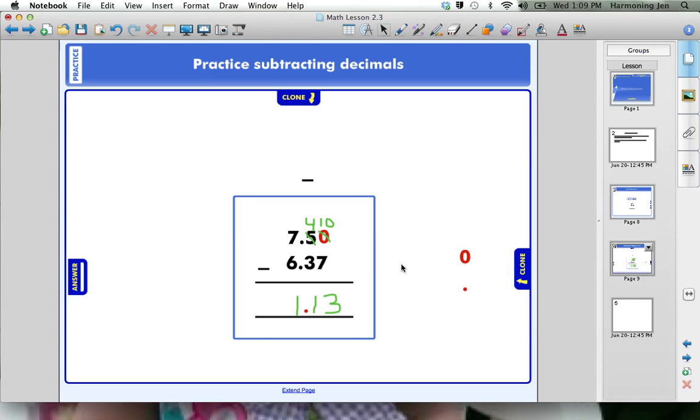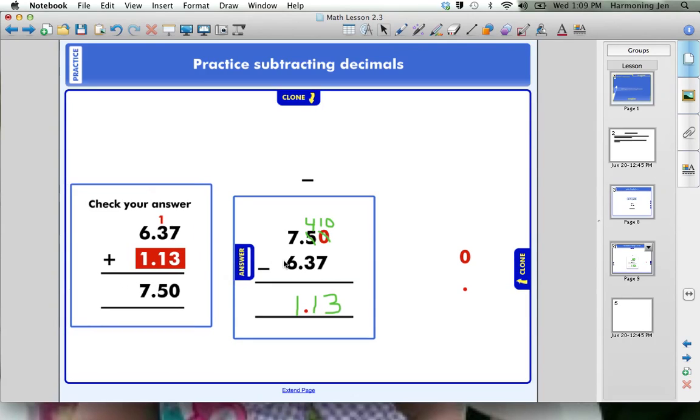Now, did you know that there's another way you can check answers? You can always use addition to check to see that you got these answers right too, because my answer here added to what I subtracted should equal what I started with. And so if you want to be a really great student and check your answers to be positive that they're correct, you can always do that. 6 and 37 hundredths added to our answer, 1 and 13 hundredths. If I add them together, I should get 7 and 50 hundredths, or 7 and 5 tenths. Okay?